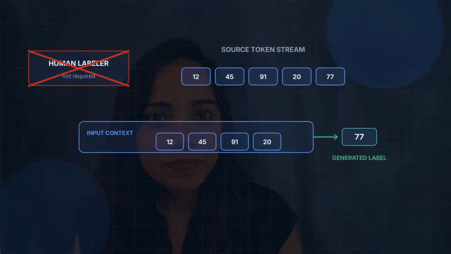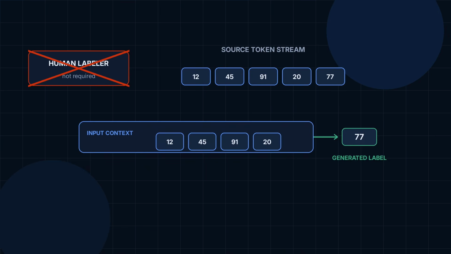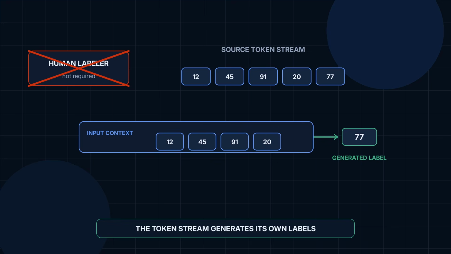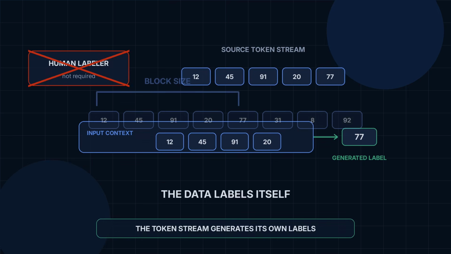So the training examples are not hand labeled by humans, they are generated automatically from the token stream itself. Every position in the stream is simultaneously an input context and a label. So, a way to think about it is that the data labels are automatically generated. The data labels itself. And here's how it works concretely.